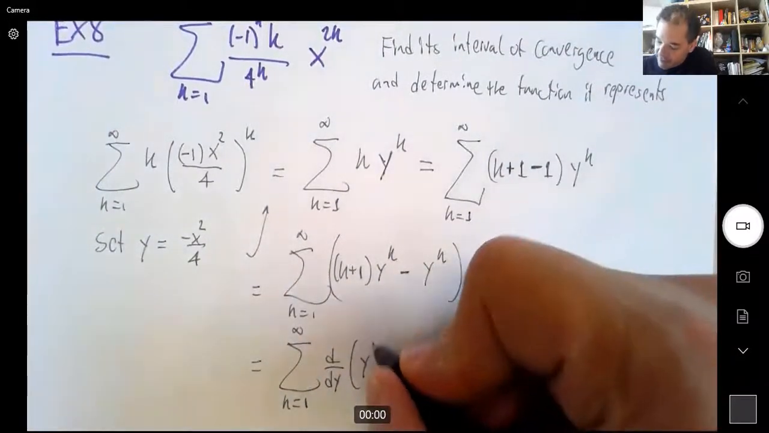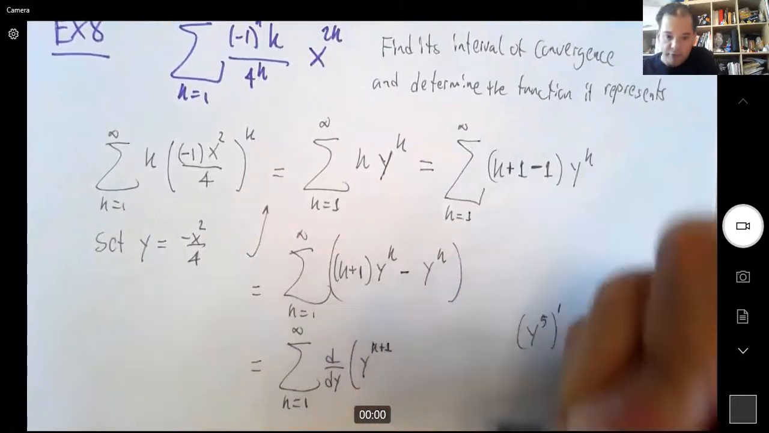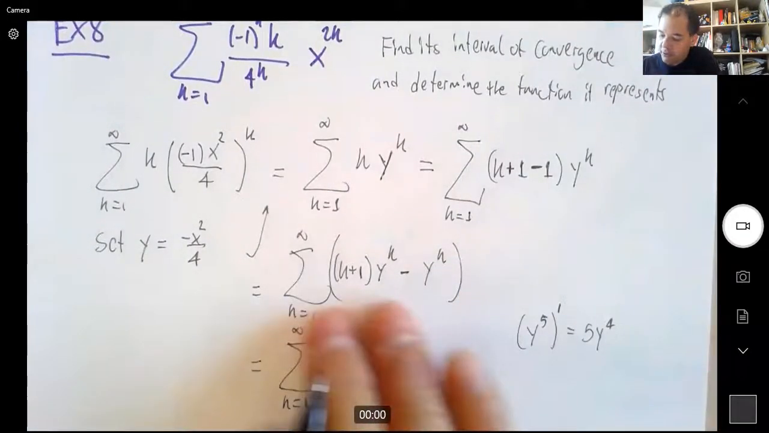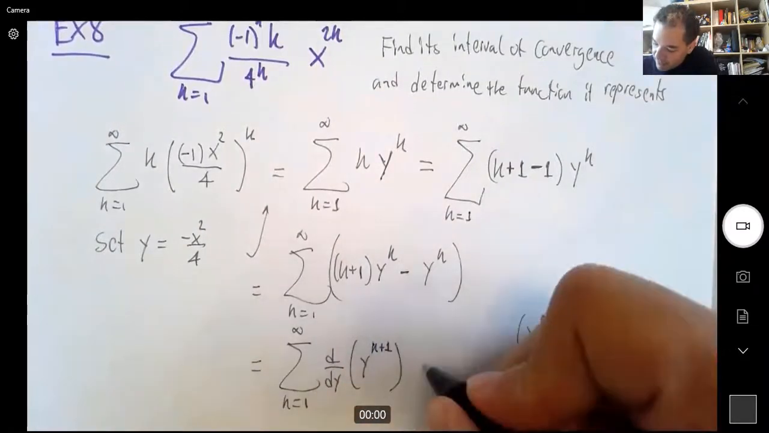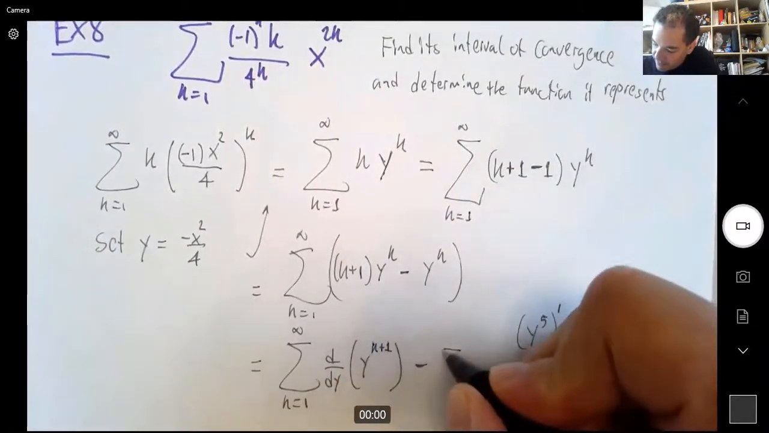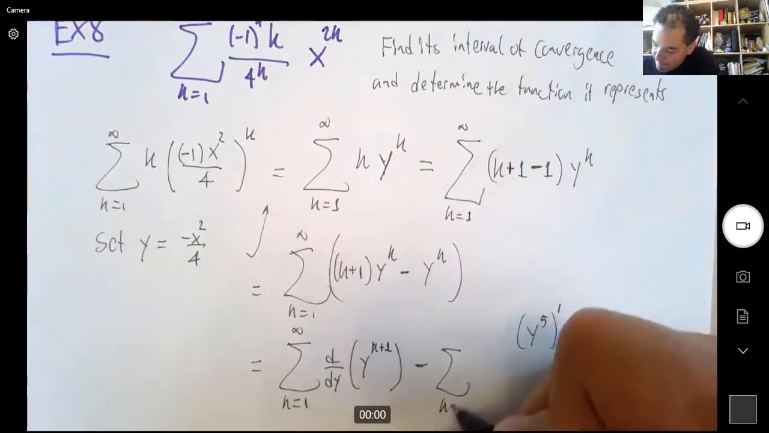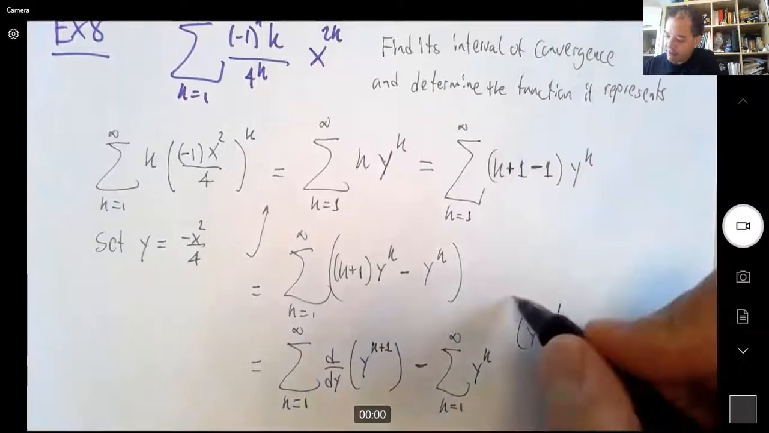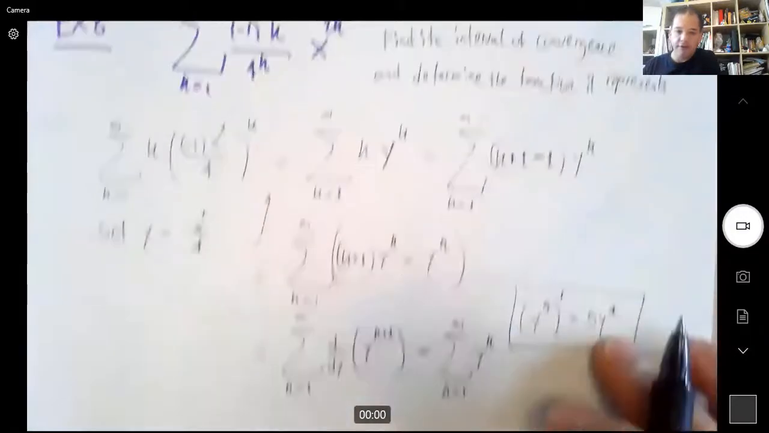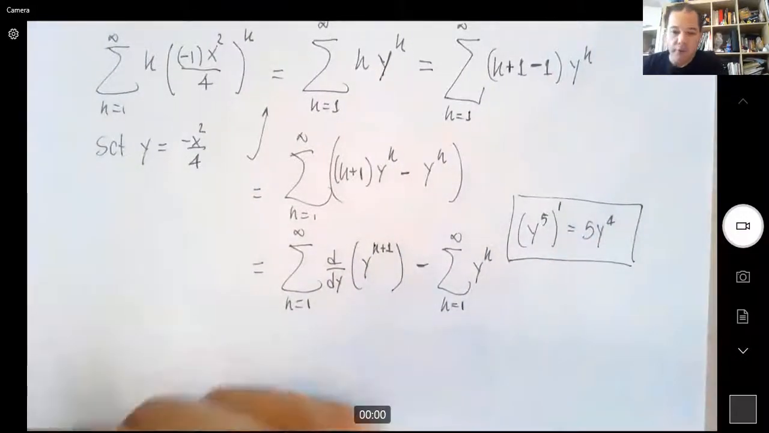So now this is like the derivative of y to the k plus 1, right? The k plus 1 comes down, and you subtract 1 from the exponent. And this one is simply y to the k. Okay, this was just an aside to fix my little mistake. All right, you with me so far?